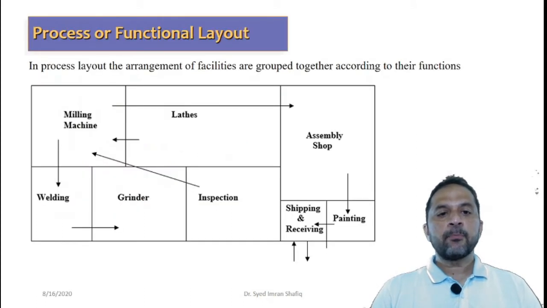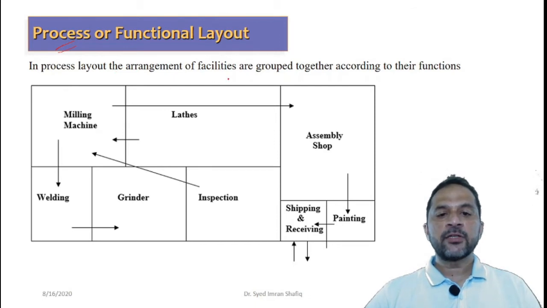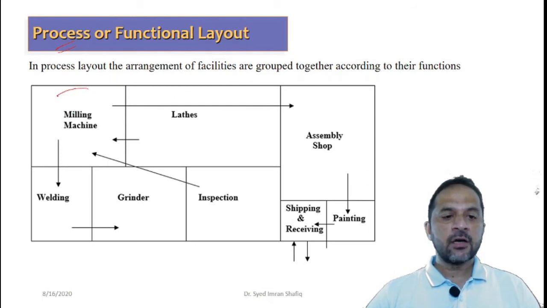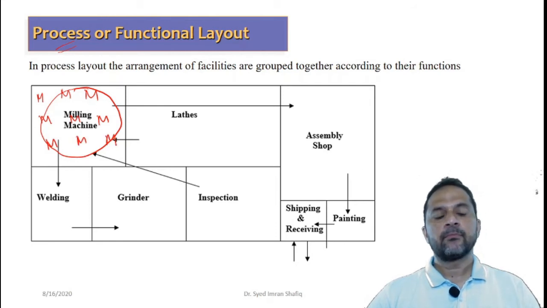The first one is process or functional layout. As the name suggests, process. In process layout, the facilities are grouped together according to their functions. For example, as this figure shows, this is a space where milling operations are carried out. There might be a number of milling machines here, and all of these milling machines will be located in this space. Similarly, there is another space where lathe work can be done.